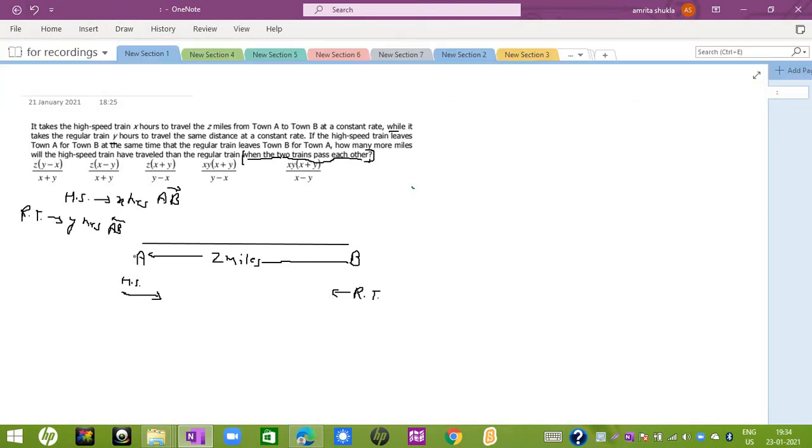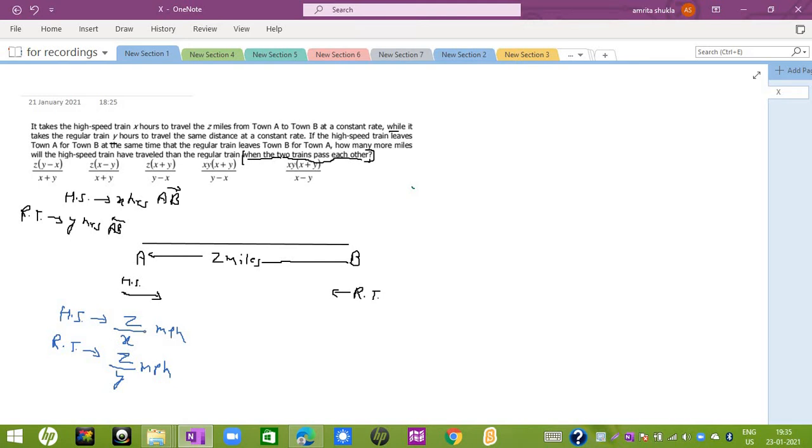First we need to know the speeds. What will be the speed of the high-speed train? Because it travels Z miles in X hours, its speed will be Z by X miles per hour. And the speed of the regular train, since it travels Z miles in Y hours, is going to be Z by Y miles per hour. Definitely the speed of the high-speed train is going to be more, so Z by X is going to be more than Z by Y. Now we have figured out their speeds.